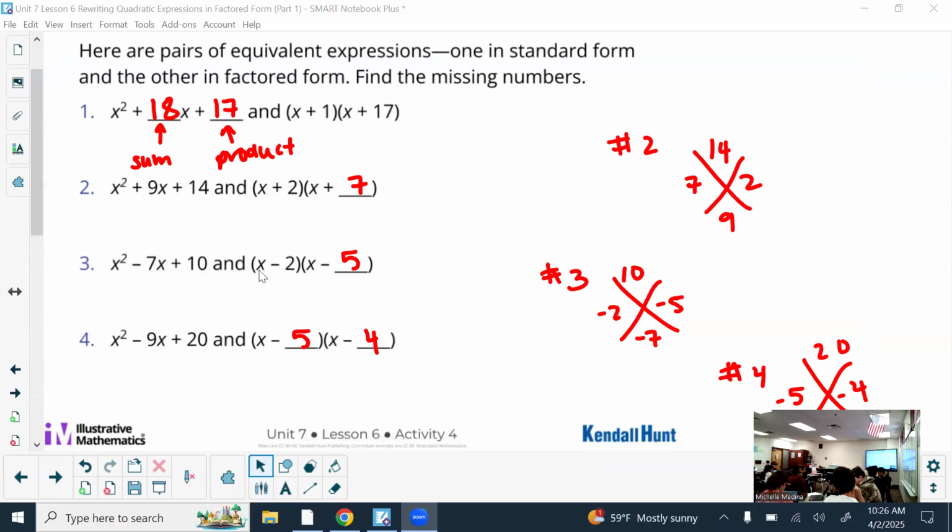Number 3, I looked for two numbers that multiplied to 10 and at the same time added to negative 7. Negative 2 and negative 5 do that. Now, notice I didn't write negative 5 here because they already had a negative. So if it was plus, like on your quiz, if you know the answer should be negative, but they put x plus blank, then yeah, write negative 5. But this one, they already had the minus, so I'm not going to put the minus again.